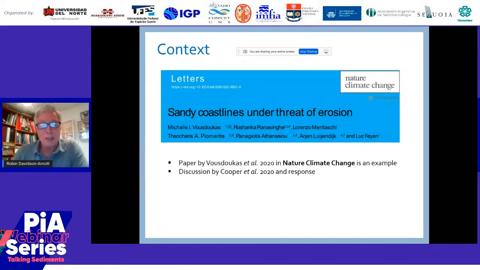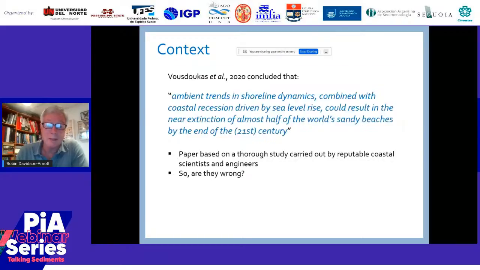In terms of the coastal processes, one of these examples of papers that produce a dire warning is that by Vousdoukas et al. That was published in 2020 in Nature Climate Change, and it certainly got a lot of publicity. There was a response by Andrew Cooper and a whole bunch of other coastal scientists, and then a response by the authors. This is just an example of one of the many things, and we'll look at a couple of others later on. But Vousdoukas et al.